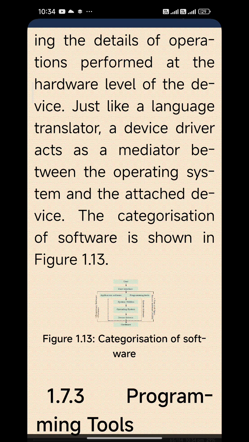The categorization of software is shown in Figure 1.13. Figure 1.13. Categorization of software. User interface, application software, programming tool, system utilities, operating system, device drivers, hardware.